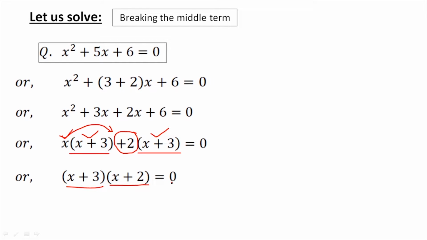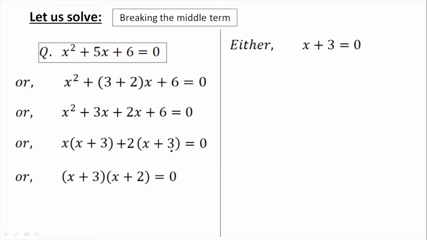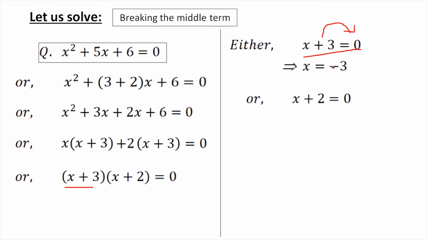So what will we do? We'll again write either or. Now either x plus 3 will be equal to 0. This implies x equals minus 3, by taking 3 onto this side, it is plus here, so it becomes minus. Next, or x plus 2 equals 0. Taking 2 onto the right hand side, we get x equals minus 2.